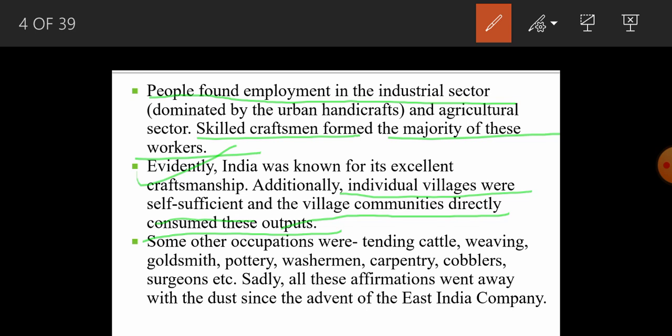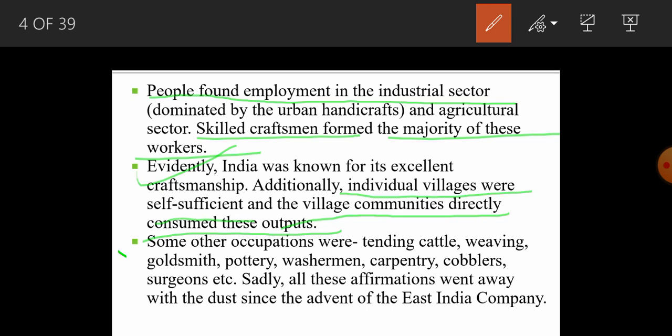As far as individual villages are concerned, they were self sufficient. It means that they were having enough generation in terms of food, crops, etc. And the village communities were directly consuming all those outputs. There was no food scarcity at that time.